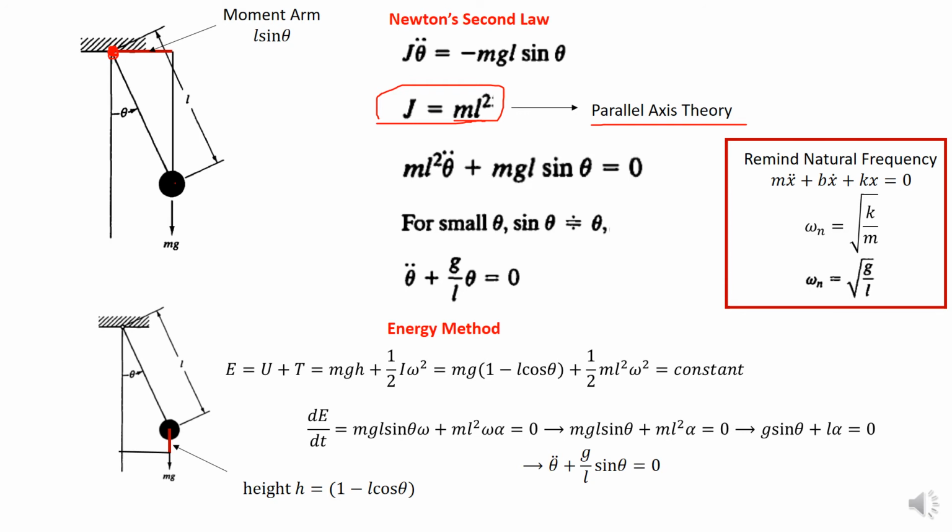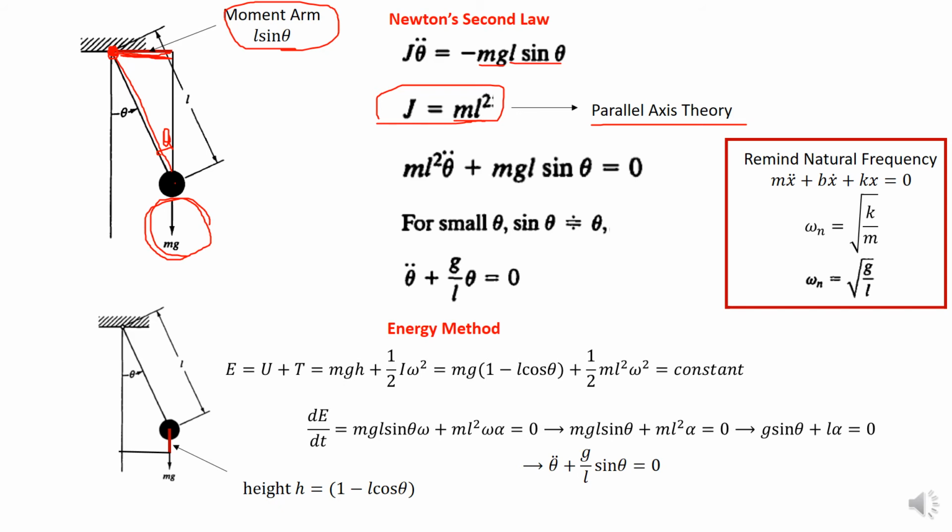We will also have a torque generated by gravity here. So mg multiplied by the moment arm. The moment arm is L sine theta, here. L sine theta will be our moment arm.